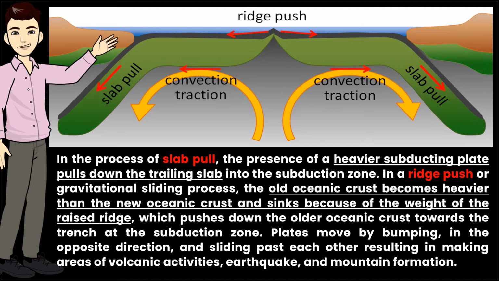In a ridge push or gravitational sliding process, the old oceanic crust becomes heavier than the new oceanic crust and sinks because of the weight of the raised ridge, which pushes down the older oceanic crust towards the trench at the subduction zone. Plates move by bumping in the opposite direction and sliding past each other, resulting in making areas of volcanic activities, earthquake, and mountain formation.